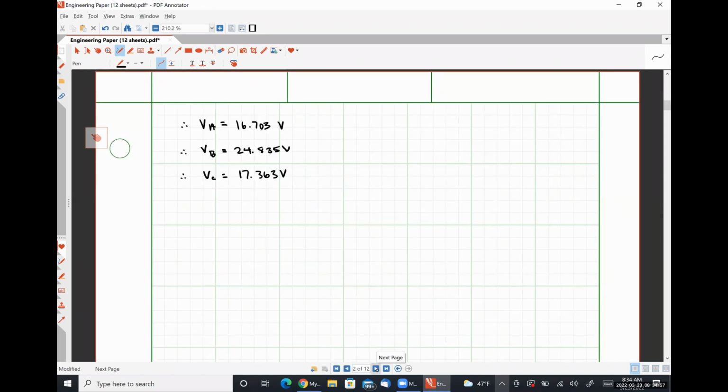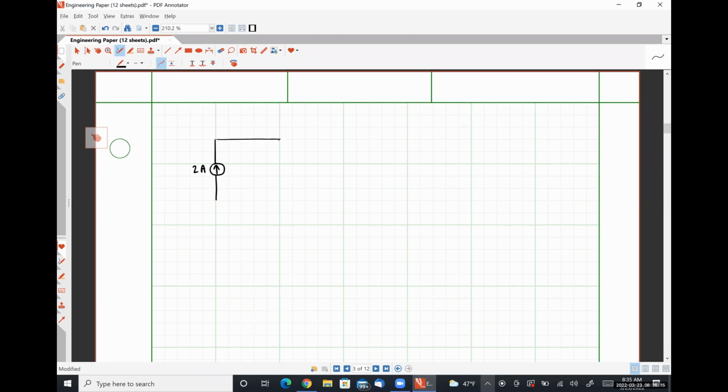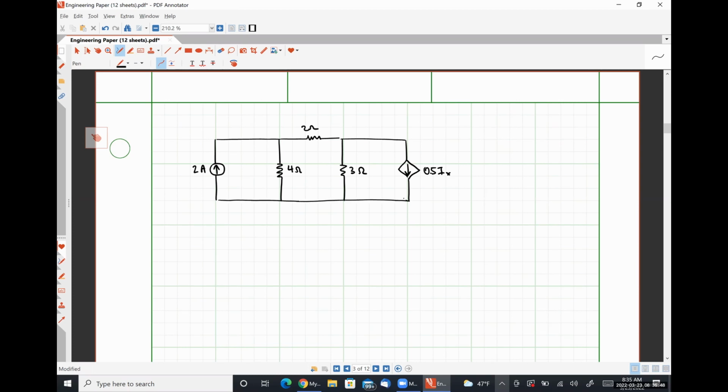So what I would like you guys to do is take a few moments and analyze this circuit, with the goal of telling me what the power supplied by the dependent source is.